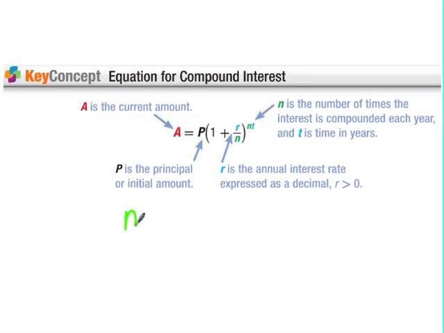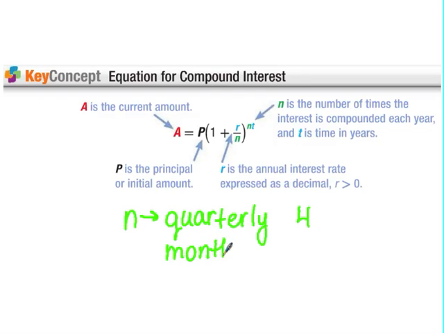For N, if it's quarterly, how many times does that mean per year? 4. Let's think about quarter. There are 4 quarters in a dollar. Okay, let's think about monthly. What would monthly be? 12. Annually is just going to be once. So those are just a few of the numbers that can help you. Let's go ahead and look at an example.